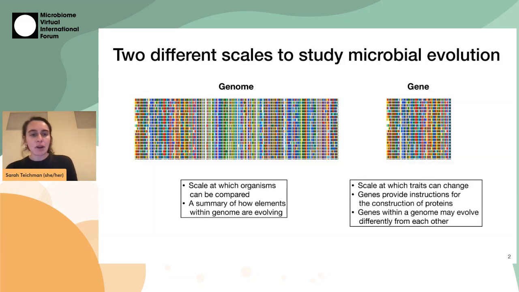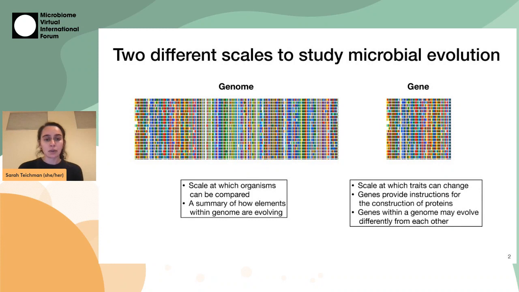So to start, I want to think about two different scales at which we might study microbial evolution. The first is at the genome scale, and this is what I see as the most popular way to study microbial evolution because it's the scale at which organisms can be compared. So we could say this is how microbe A is related to microbe B, and they are more closely related to each other than microbe C. But also this is a summary of how elements within a genome are evolving, because evolution is not acting on a genome as a whole, and there could be different evolutionary pressures acting on different parts of the genome.